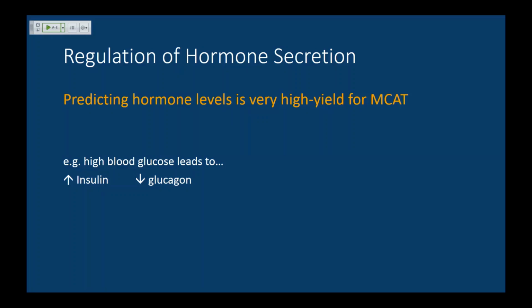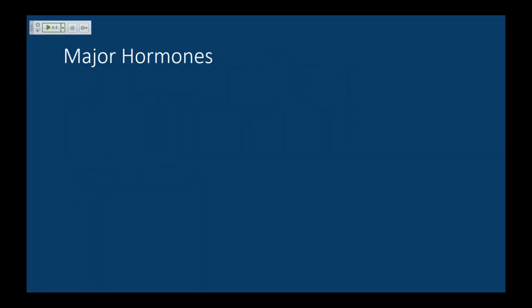As you'll see, one of the big things about endocrinology as it applies to the MCAT is you're going to be asked to predict the levels of hormones. That's very important. And you're going to need to do this based on understanding the function they have and understanding how the negative feedback loops they're operating in relate to the levels that you should expect. Again, a very simple example: elevated blood glucose should lead to increased insulin, decreased glucagon. We'll talk more about that later. So that's the background you need to understand what the hormones are going to do. So let's talk about the major hormones.